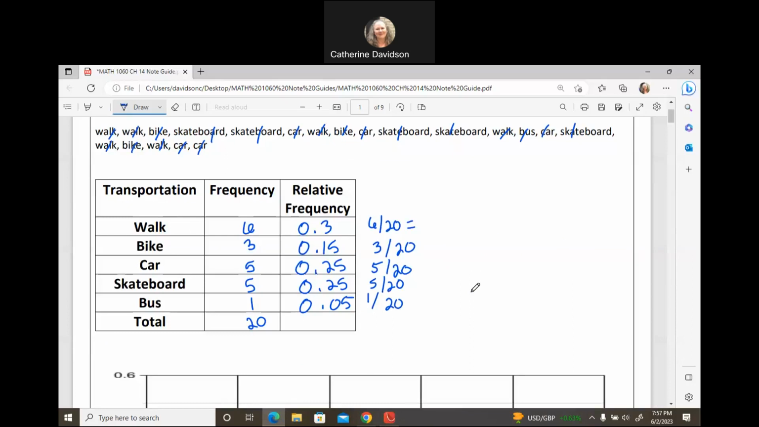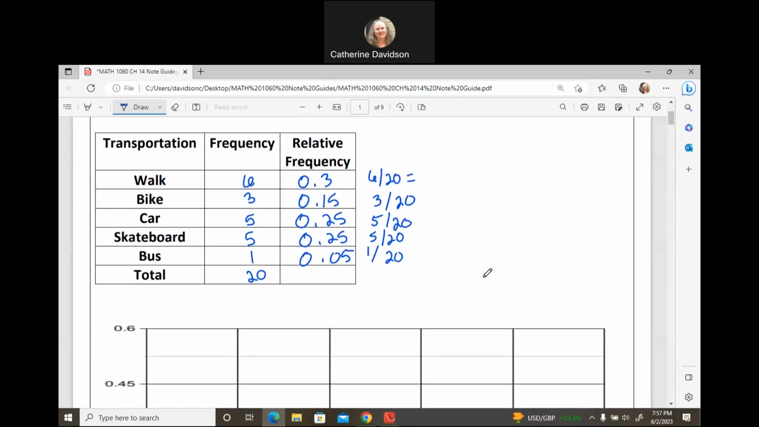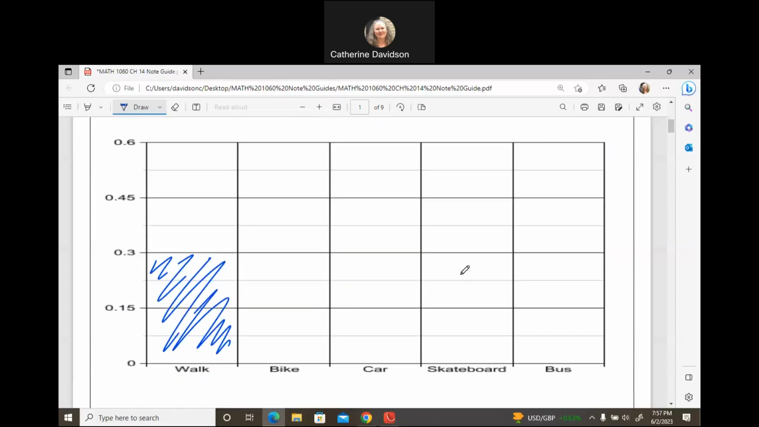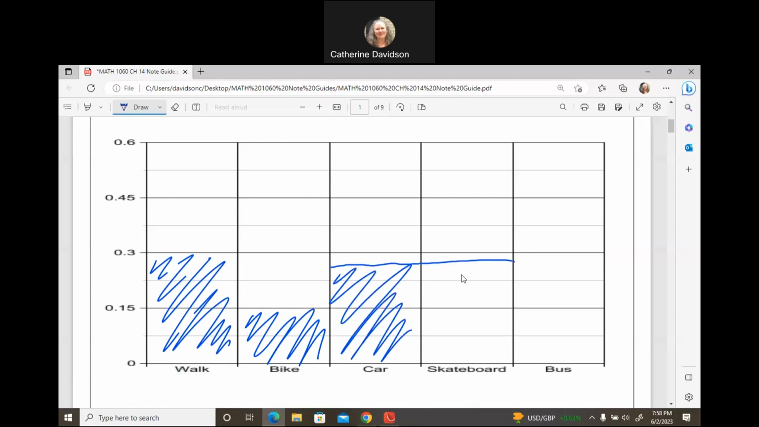So we have a relative frequency table. So walk was at 0.3. Flip back up here. Bike was at 0.15, car was at 0.25, and skateboard was at 0.25. So somewhere around 0.075, it's going to be a little bit higher than that. It was the same for skateboard and car. The bus was 0.05. It's going to be a little bit down here. So in my math lab, you would just pick the bar graph that matched up with this.